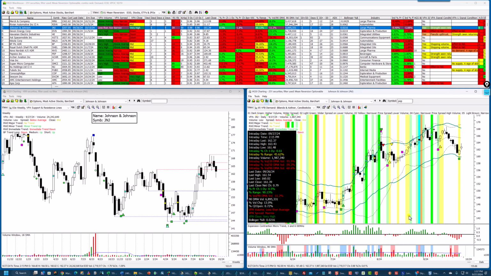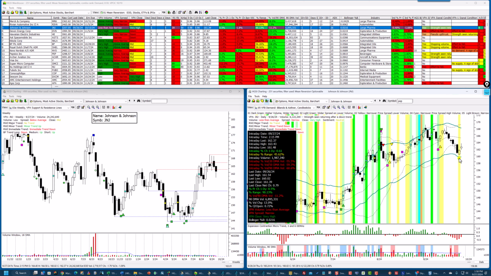Okay, now this one's more interesting as a mean reversion trade, and the big difference is you can see it immediately. The trend is much more positive to the upside. Got up to the upper band and then fell down.